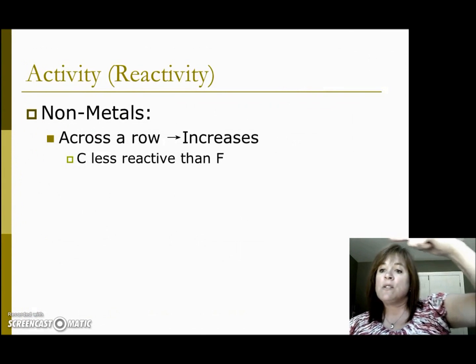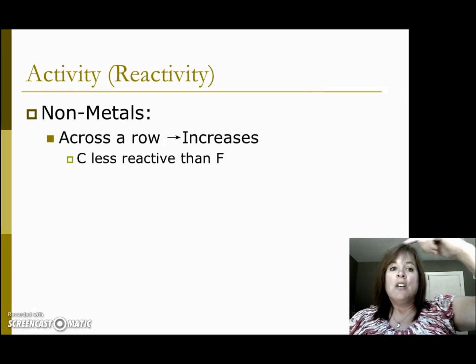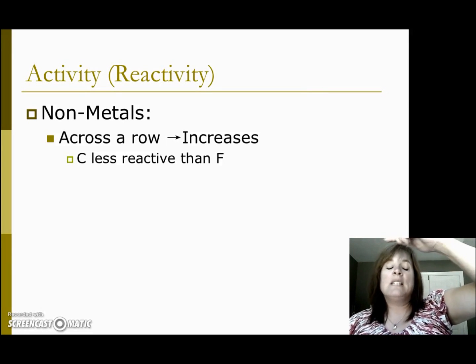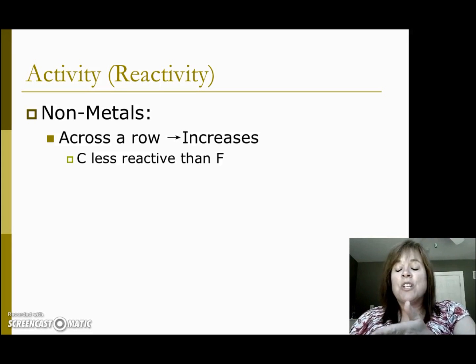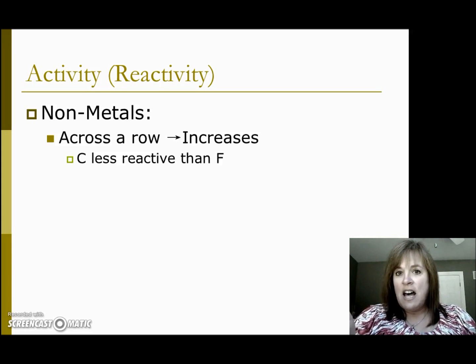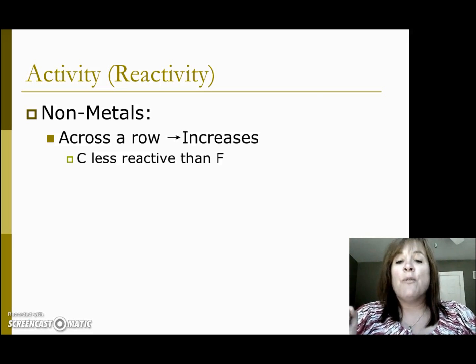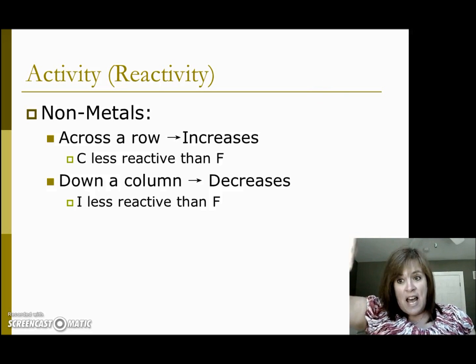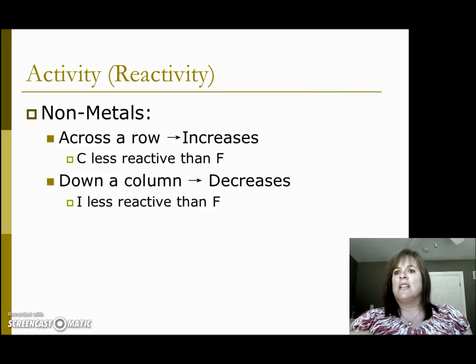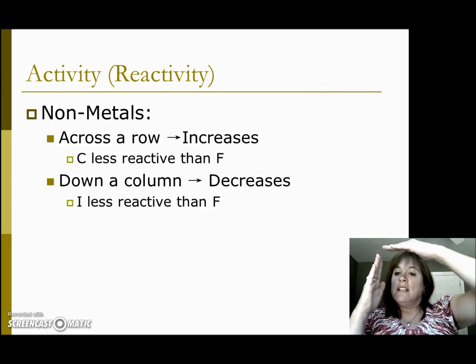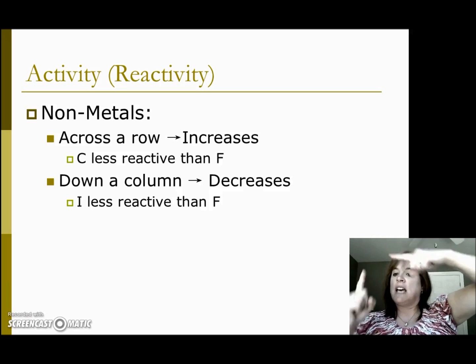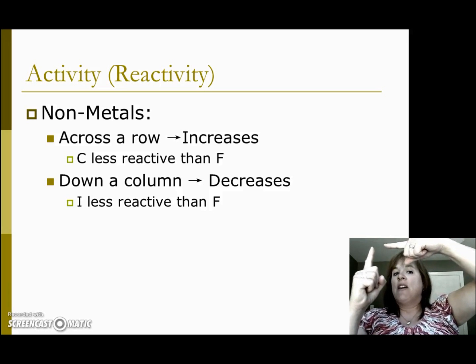As you go across a row, reactivity increases. So fluorine is much more reactive than something like carbon. In fact, the halogens, which are in that second last column, are pretty darn reactive. And in fact, as you go down that column, it actually gets less reactive. So for nonmetals, up in that top corner where fluorine is, that's how reactivity increases.